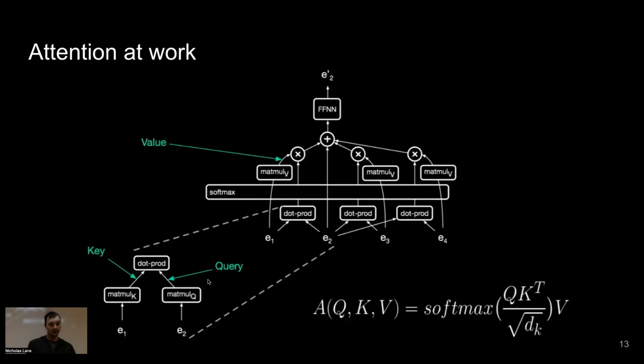We have the query, and the value, which you see going straight up. So we have access to the direct value of the current representation of E1, but then we're going to modify it based on this weight that we learn, the weight that tells us how much E1 is going to matter to E2 in this representation.